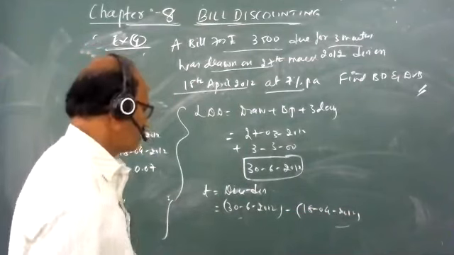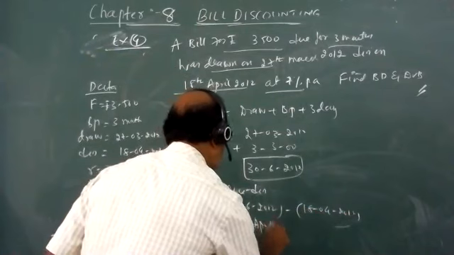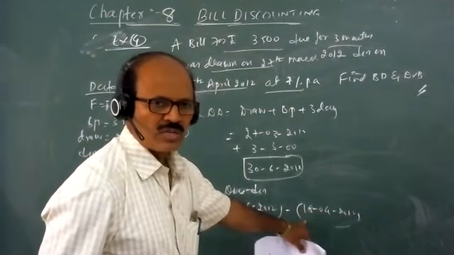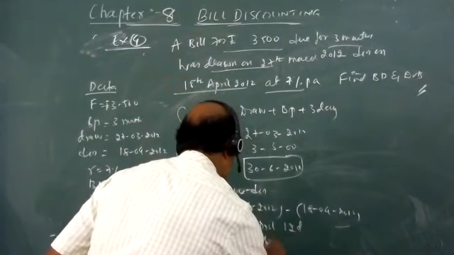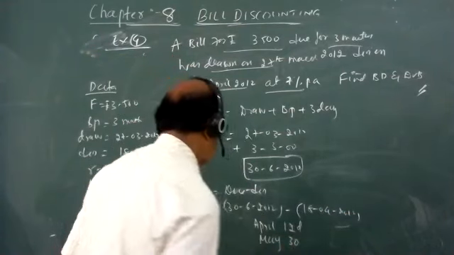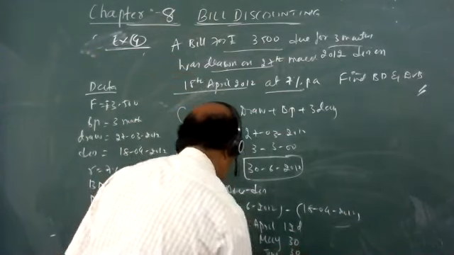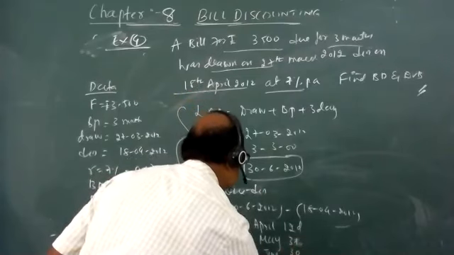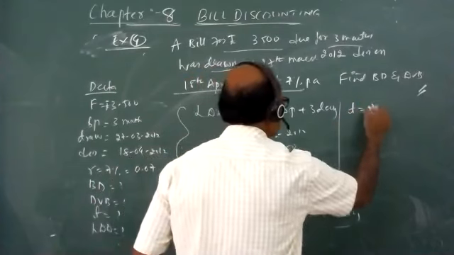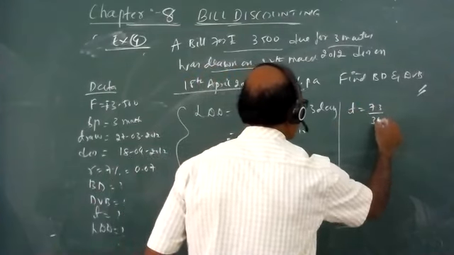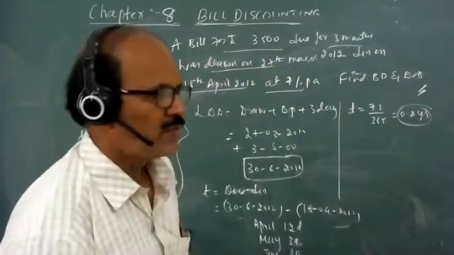Now subtract. That means how to subtract here? Go to the reverse side. First you take April. April, how many days? 30 days, 18 over, so remaining will be 12 days. And May will be 31 days, and June will be 30 days. That becomes 12 plus 31 plus 30, that is 73 days. So therefore T is equal to 73/365. That is equal to 0.2 years. You got the value of T, the discount period.